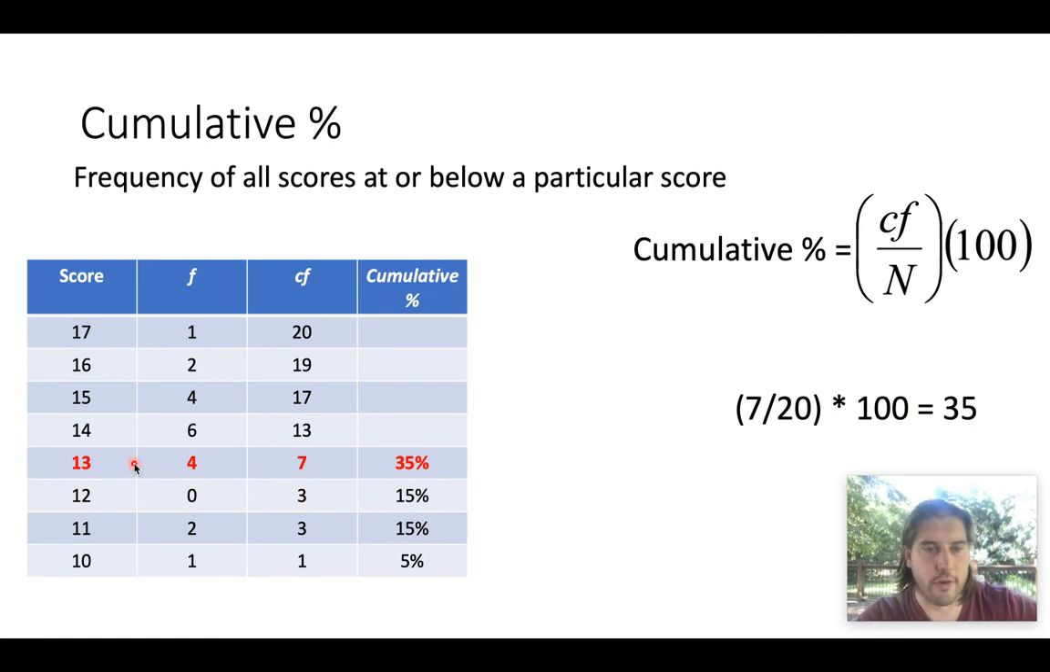Let's do it for score 13. There were 4 scores of 13. It has a cumulative frequency of 7, right? Because there were 4 plus 0 plus 2 plus 1 people at or below a 13. 7 divided by 20 times 100 equals 35. So 35% of our participants scored at or below a 13. We can continue to do this, right? We take our cumulative frequencies, we divide by n, and we multiply by 100.